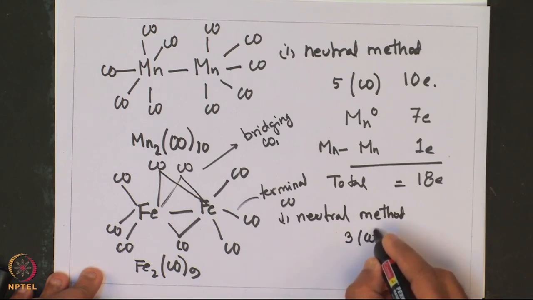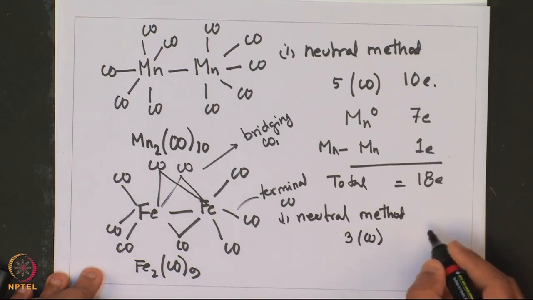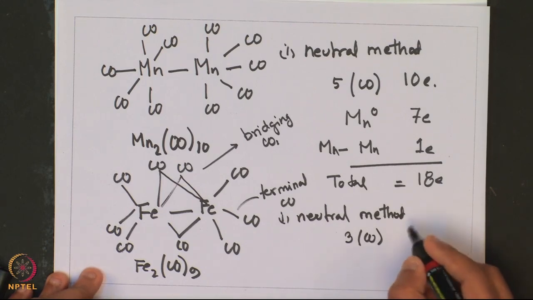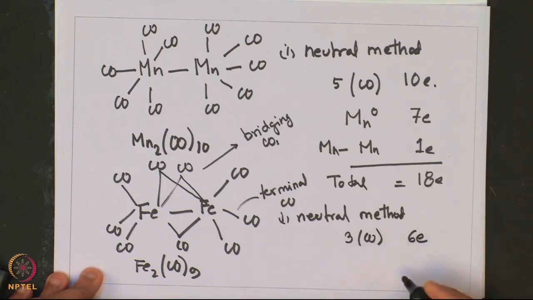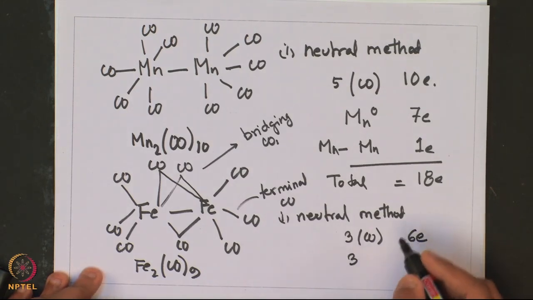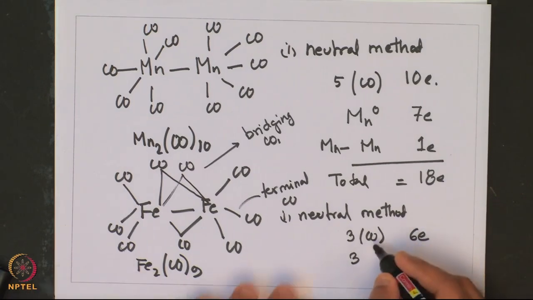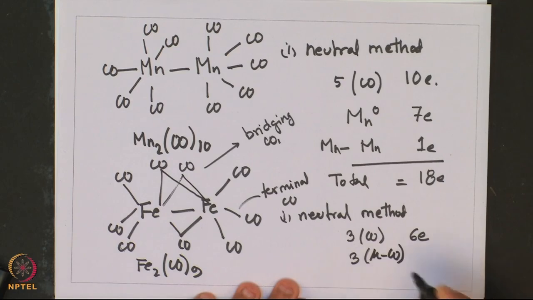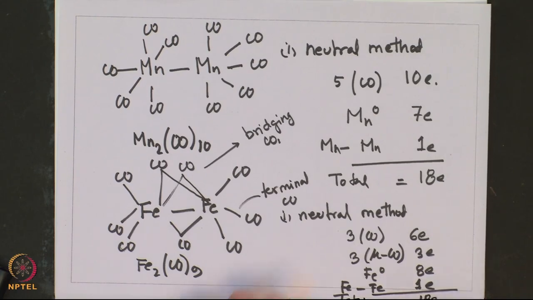Three terminal carbonyls, six electrons. Three bridging carbonyls, three electrons. Fe0, 8 electrons. Fe, 1 electron. This gives a total of 18 electrons per iron center.